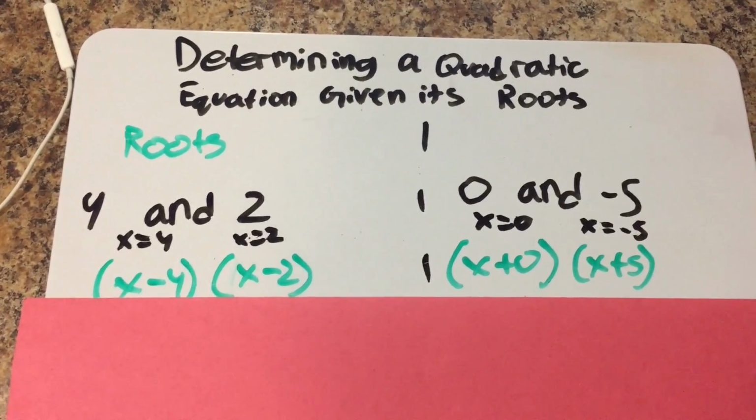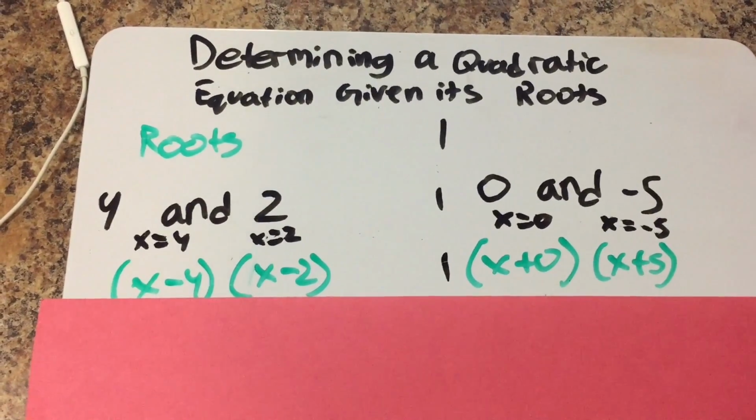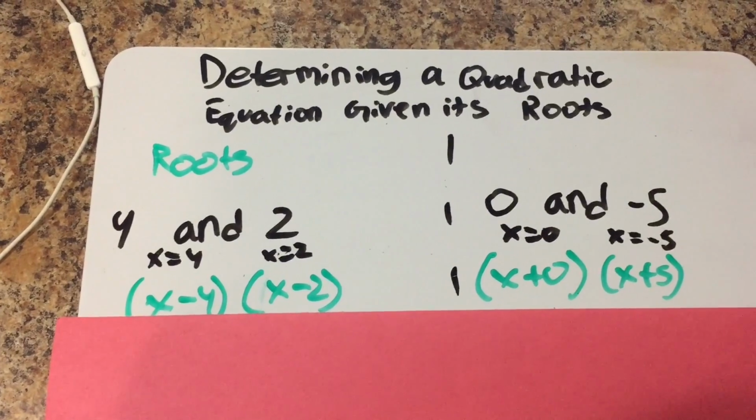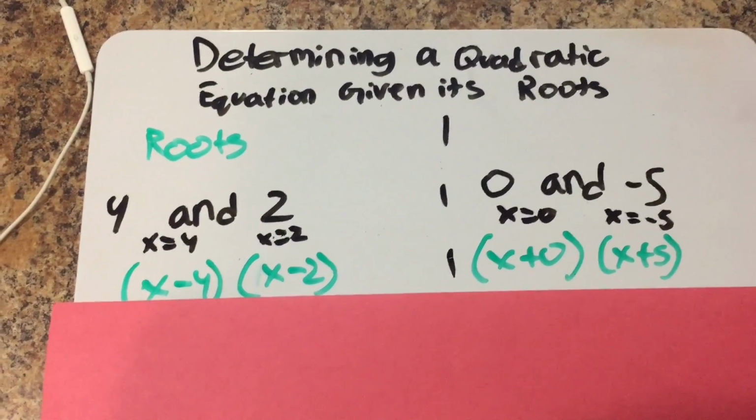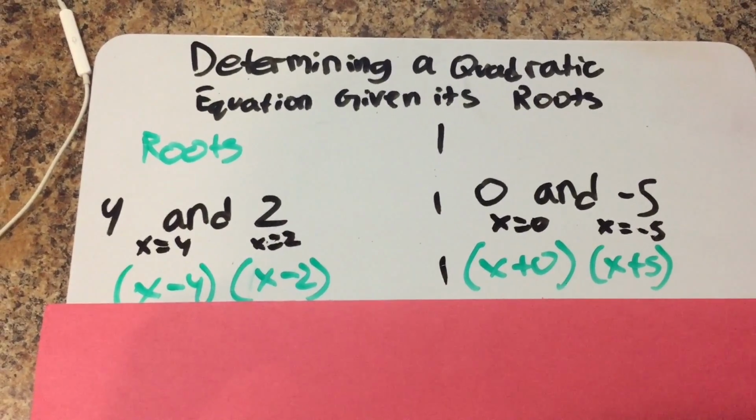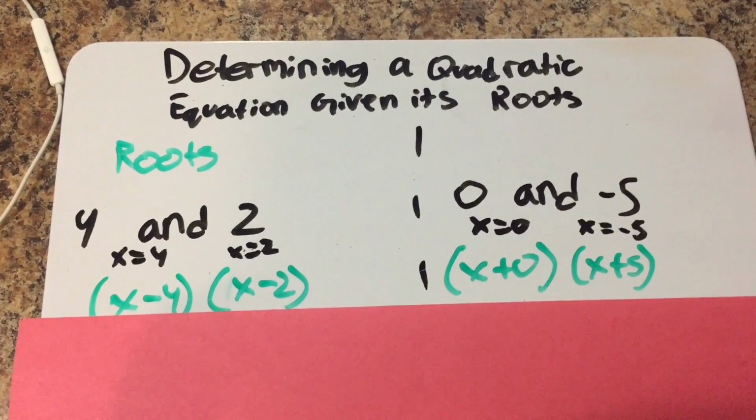So this is written in factored form now, because these are your factors, because both roots are x equals r1 and x equals r2. So r1 is root 1 and r2 is root 2.